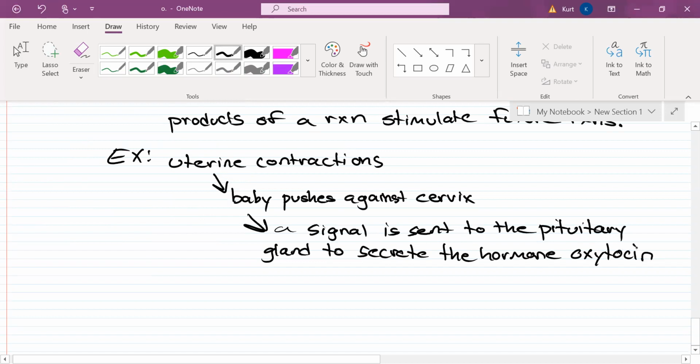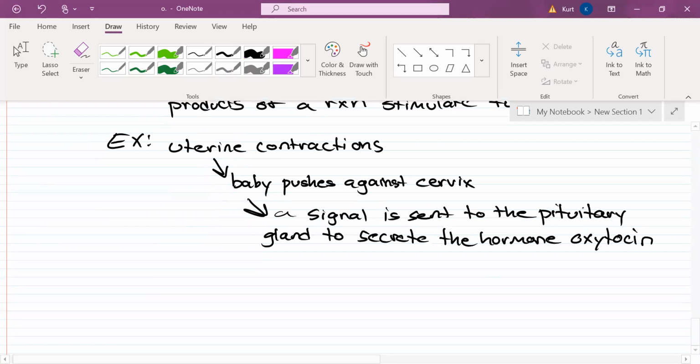Oxytocin is called the love hormone. Its levels are high during sex. Its levels are high during childbirth. It actually kind of helps the mother bond with her baby instead of saying, oh, look at my little bundle of joy, you caused mommy so much pain. That really doesn't happen. It's more bonding. If there's a hormone influx, it's not where it should be, you have postpartum. Well, nonetheless, a signal is sent to the pituitary gland to secrete the hormone oxytocin.